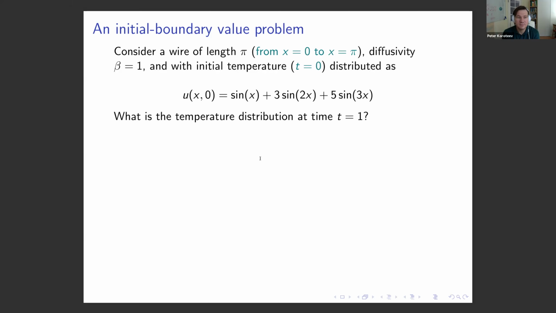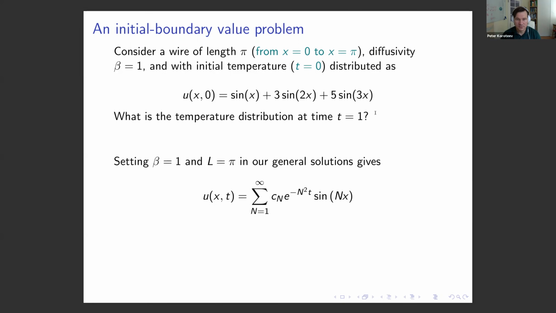The coefficient beta is equal to 1, and say that at time equals 0, the temperature distribution looks like this. It's a linear combination of three sine functions: sine x, 3 sine 2x, 5 sine 3x. So we can ask ourselves, what's going to happen if you wait for 1 second? How will the distribution look when we let the heat flow through the wire for 1 second?